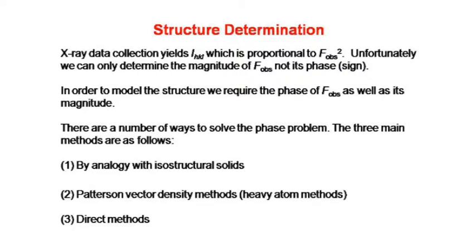How does it work? As we said yesterday, what we get from our data collection is the intensity I(hkl), which is proportional to F-obs squared. So we have the phase problem. We don't know the phase of F-obs, we only know its magnitude. In order to model the structure, we need the phase of F-obs as well as the magnitude. So our structure analysis involves phase determination. So that's what we're doing.